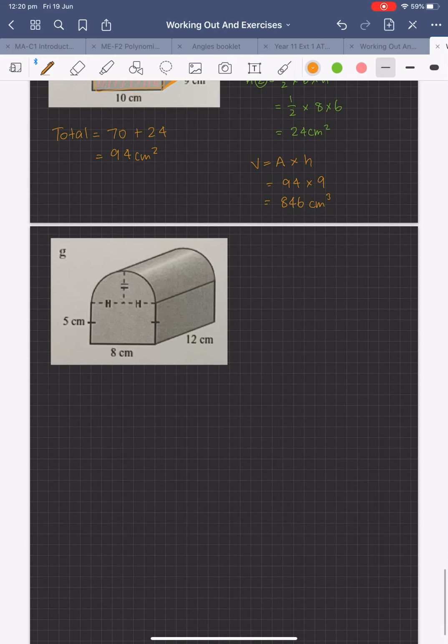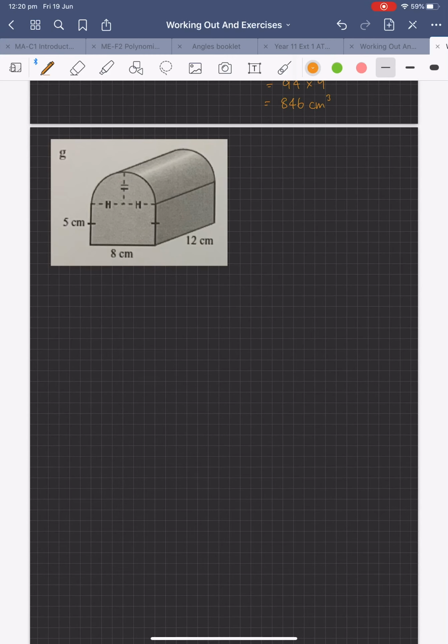Okay, last example. Again, I have a composite solid, with a cross-sectional face made up of two shapes, area number 1 and area number 2. Let's start with area 1, the easy one. Number 1 is a rectangle, so length times breadth, which is 8 times 5, 40 centimeters squared.